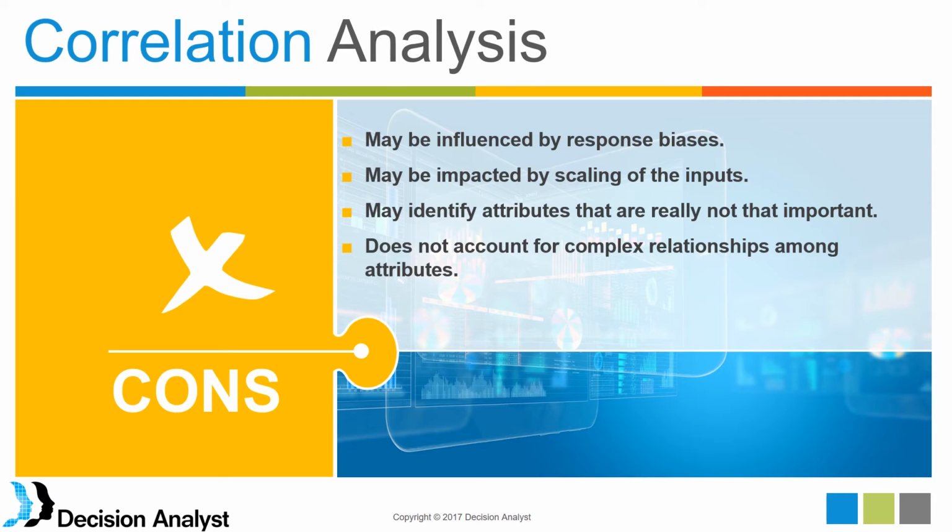Another disadvantage to correlation is you could identify attributes that are really not that important. And this feeds into the next point, which is correlation is a bivariate technique. That means it only looks at 2 variables at one time, the outcome and the attribute. There's no accounting for all the attributes or some of the attributes in relation to one another, and you could be missing out.